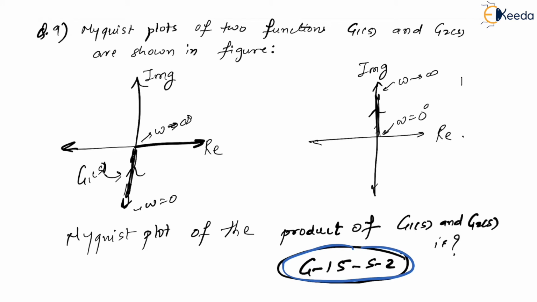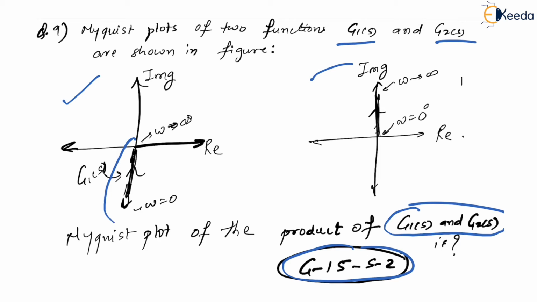Yes, dear, it is GATE 2015 set 2. Okay, let us see the problem. Nyquist plots of the two functions g1 of s and g2 of s are shown in the figure. These are the Nyquist plots given. Nyquist plot of the product of g1 of s and g2 of s is what? You please check out this particular plot. We have already seen. What is this plot of? This plot is of a transfer function called 1 upon s. We have seen this transfer function, right?